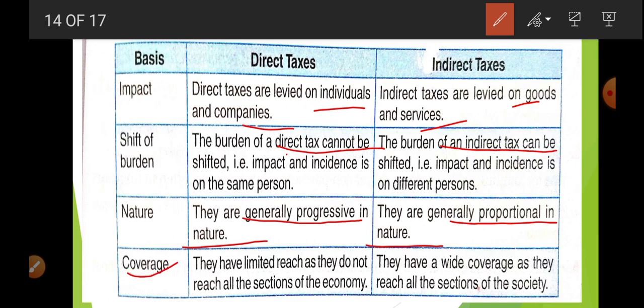Okay, coverage. Direct taxes have limited reach, they do not reach all sections of the economy. If you talk about indirect tax, it has wide coverage, and all of us are going to be part of this tax, because we are purchasing something and at that time we are paying tax.